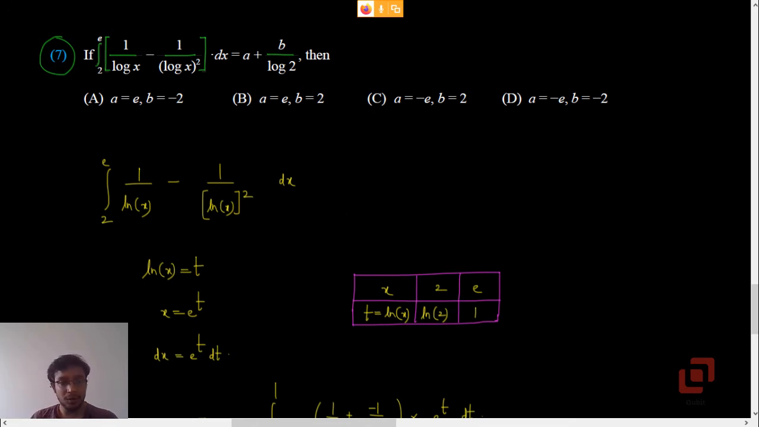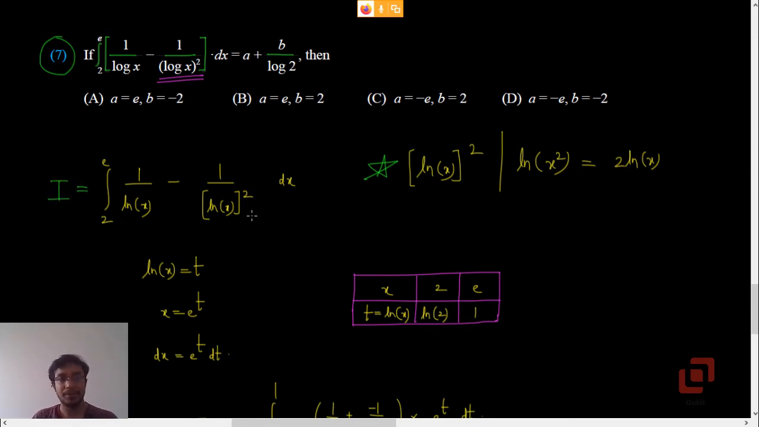Now I want to clarify one thing. Look at the second function's denominator. Many people write log of x squared as log of x squared, but these two are totally different functions. Log of x squared can be written as 2 log x, but log of x the whole squared cannot be written as 2 log of x. So this is the main point you should know before you start solving the problem.